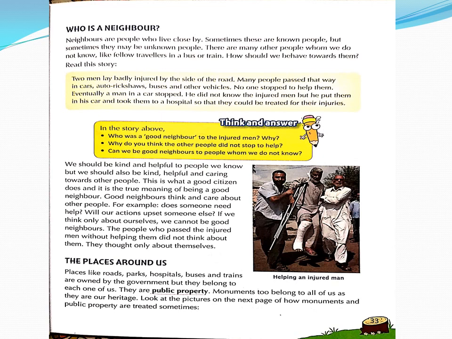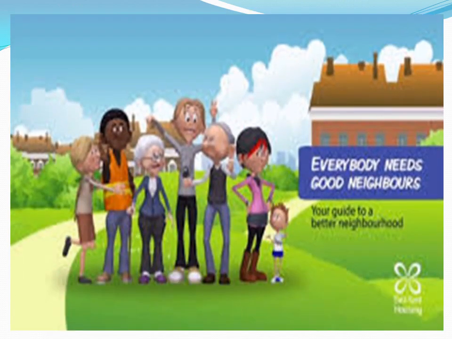Have you understood? Okay. Now, in the story above, who was a good neighbor to the injured men and why? Who was a good neighbor? The person who took them to the hospital. And why? Because he has shown his sense of responsibility towards them.